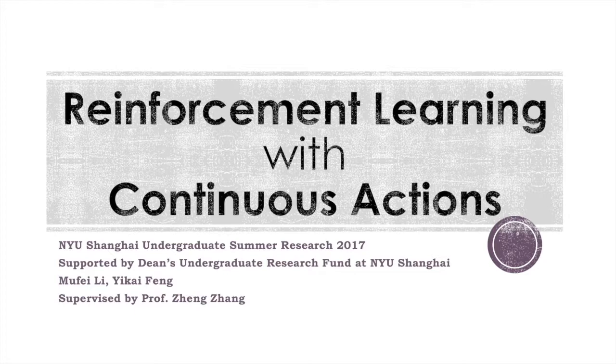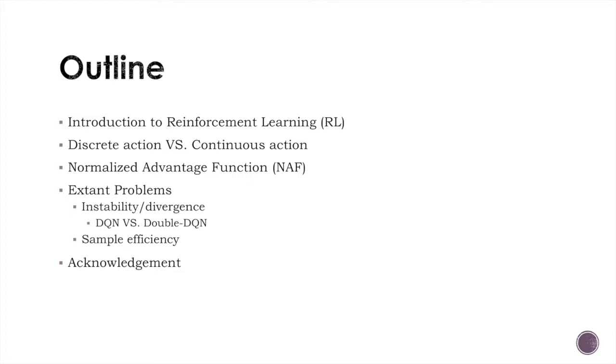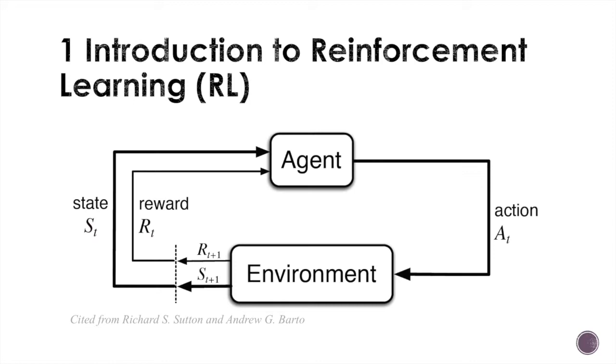With AlphaGo defeating mankind in Go last year, and a great amount of progress happening, the deep learning research community has been unpredictably prosperous today. Among them, deep reinforcement learning, DRL for short, a combination of deep learning and reinforcement learning, is a representative.